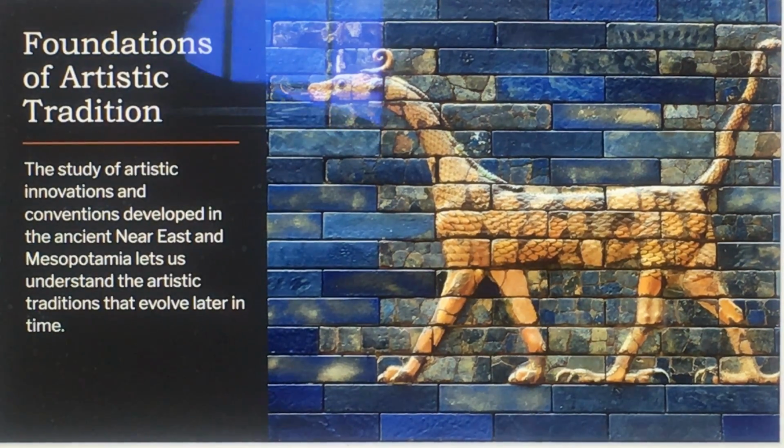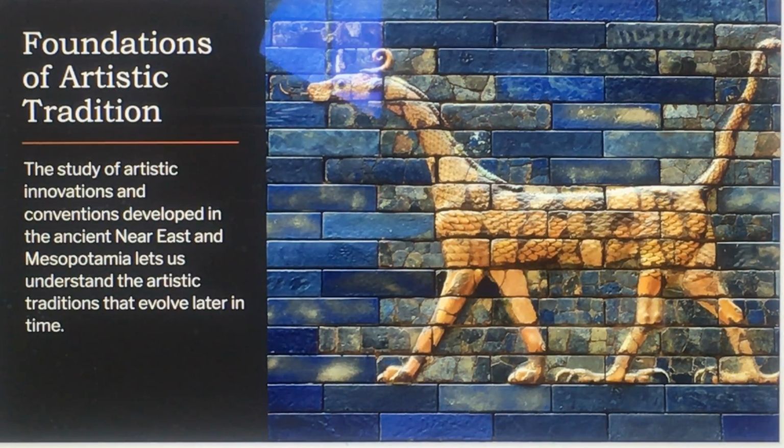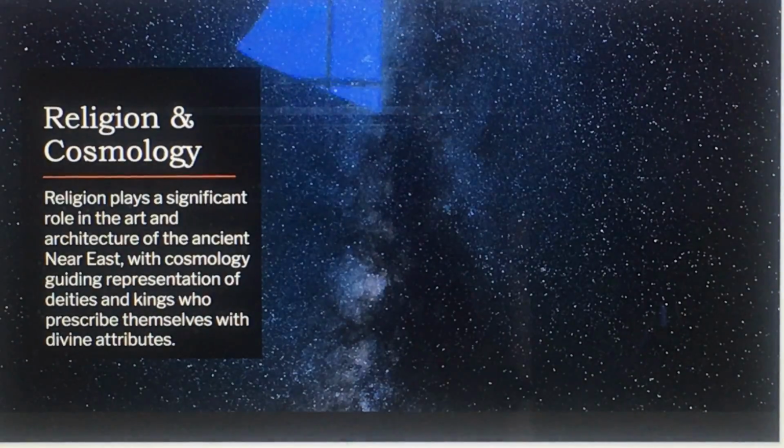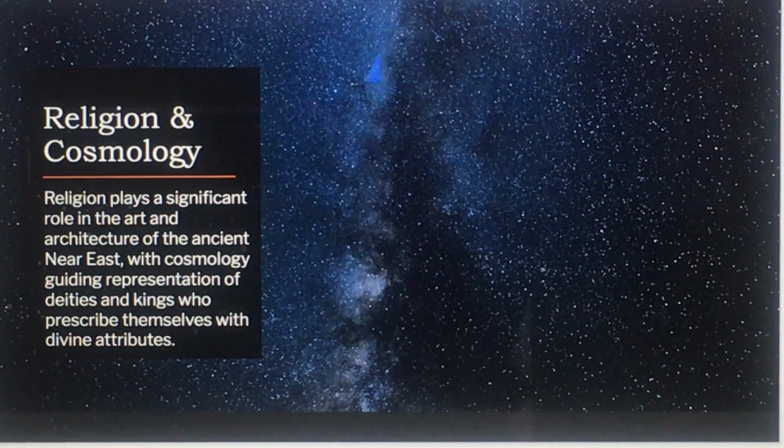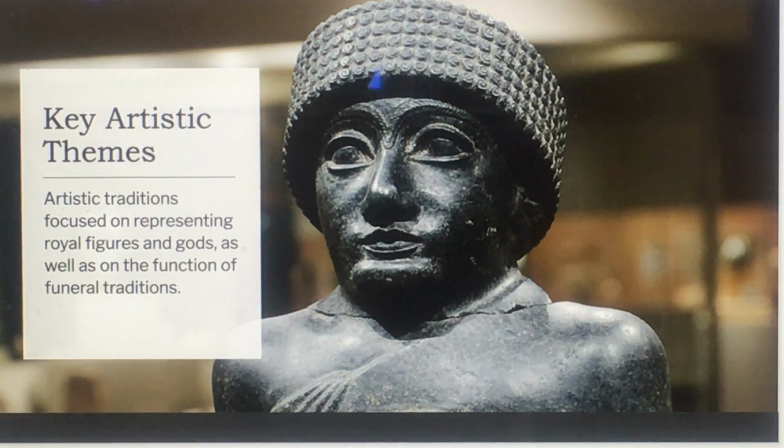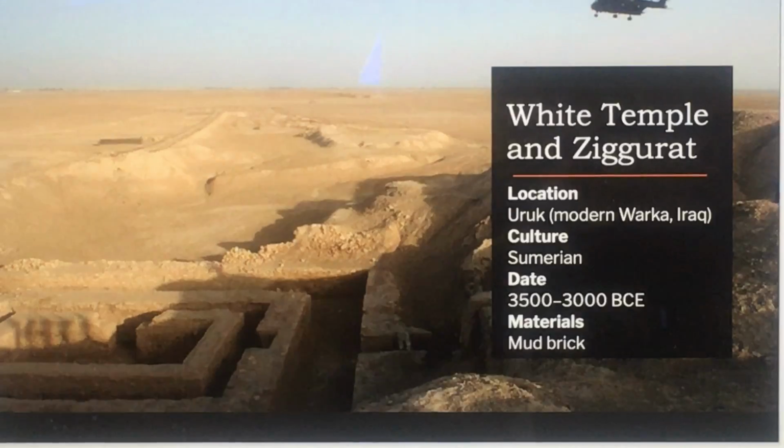So, the study of artistic innovations and conventions developed in the ancient Near East and Mesopotamia lets us understand the artistic traditions that evolved later in time. Religion plays a significant role in the art and architecture of the ancient Near East, with cosmology guiding representation of deities and kings who prescribed themselves with divine attributes. Artistic traditions focused on representing royal figures and gods, as well as the function of funeral traditions.